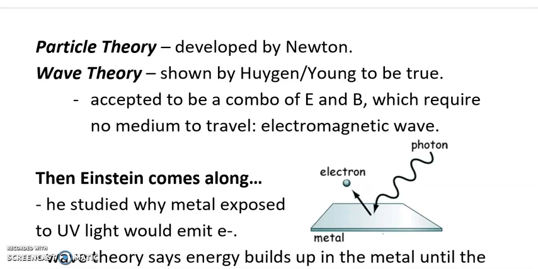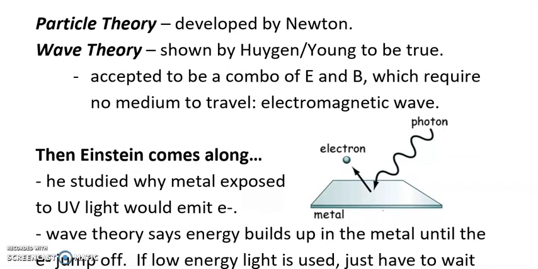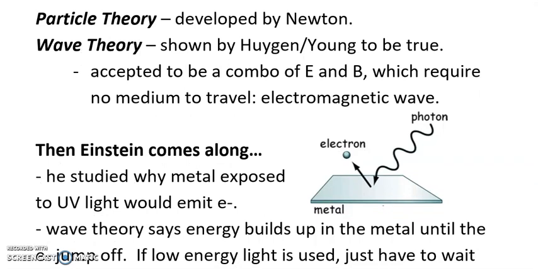Now, of course, you don't see this all the time, and that's because they figured most light, like sunlight, the energy is too low. But if you could wait long enough, then electrons would start jumping. So like metal in sunshine would start sparking and stuff like that, or might give you a little zap or something like that. But basically, the sun just sets before it can absorb enough energy, and thus you don't get it. But the idea was, the wave theory says energy builds up in the metal until the electrons build up enough energy and they jump off.